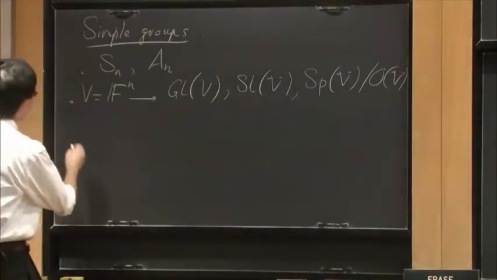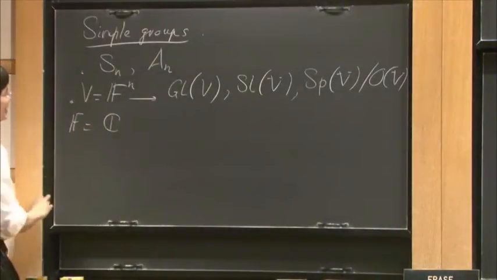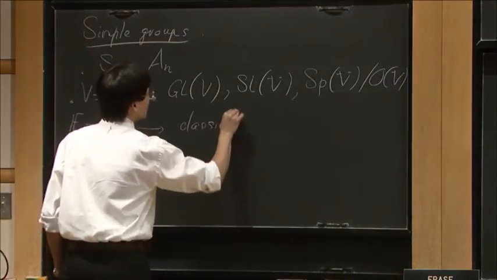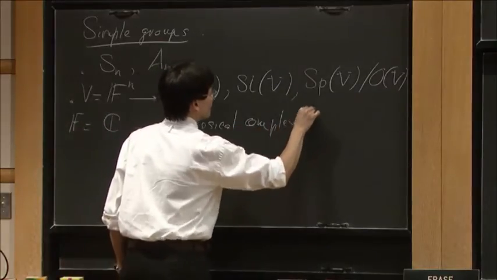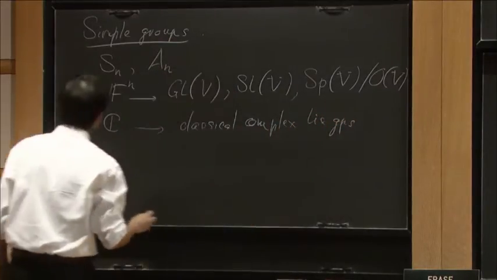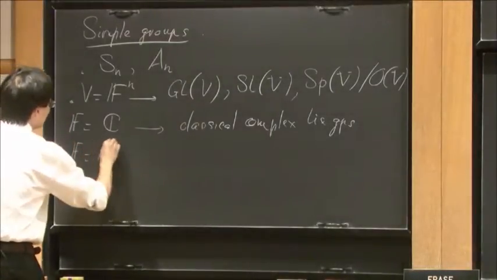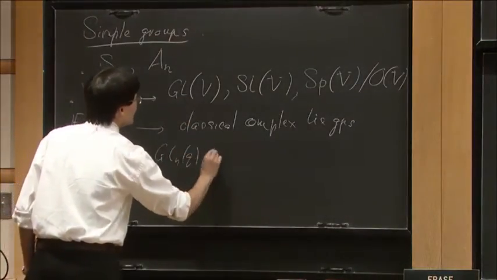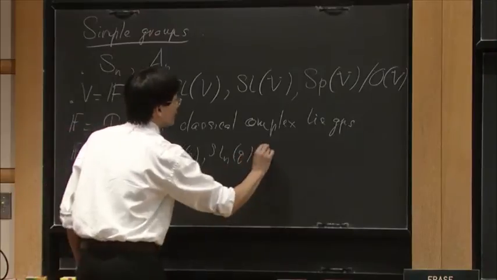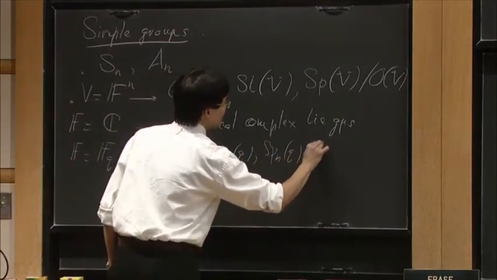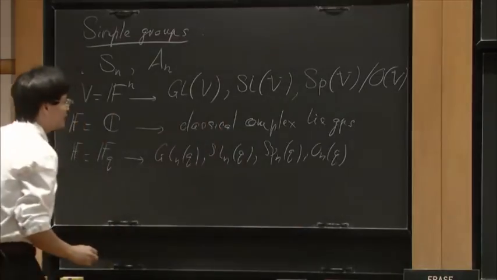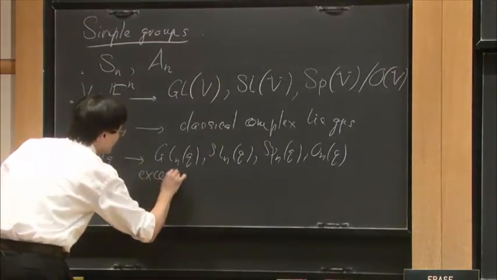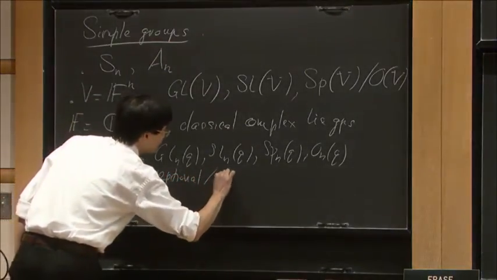Now, if you take F to be C, the complex numbers, then you can see that this is just the classical complex Lie group. But I am more interested in the case where your F is a finite field. And then maybe instead of this, I'm going to write GL_n(q), SL_n(q), Sp_n(q), O_n(q), and so on. And you see that aside from these groups, you may also have some more, exceptional and maybe twisted analogs. I'm not going to describe them.